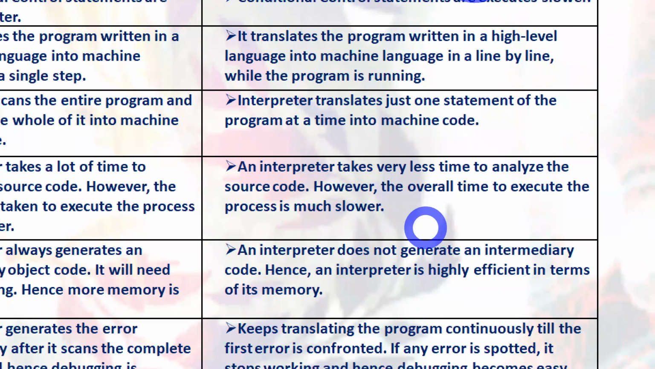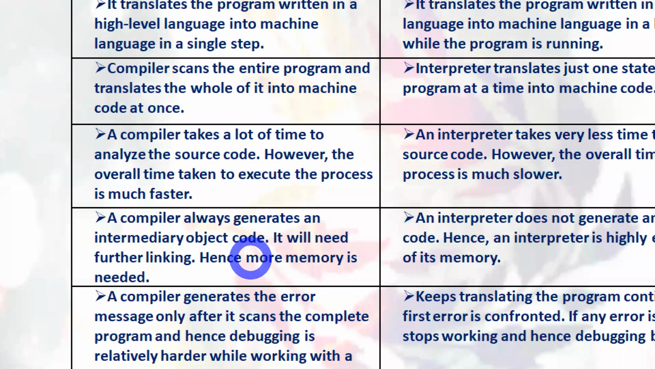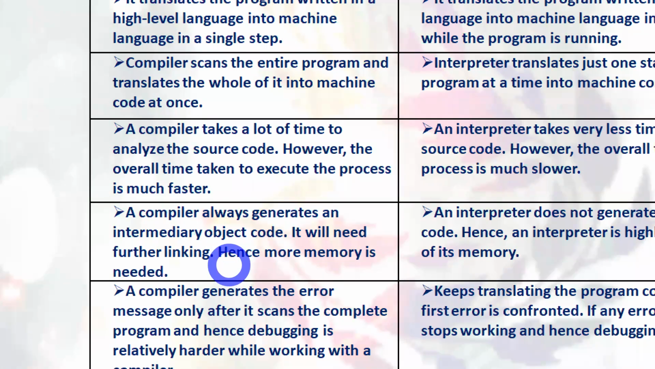Okay, the overall time to execute the process is much slower. The main reason is it executes line by line. Every time we need to give one instruction, and that is translated into machine code. That is the reason it gives very slow performance. Interpreters are very slow.